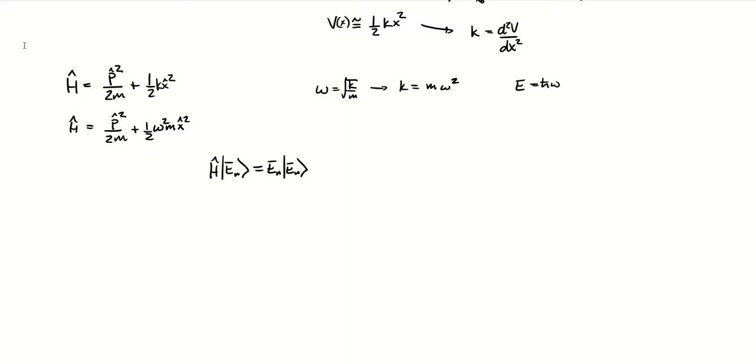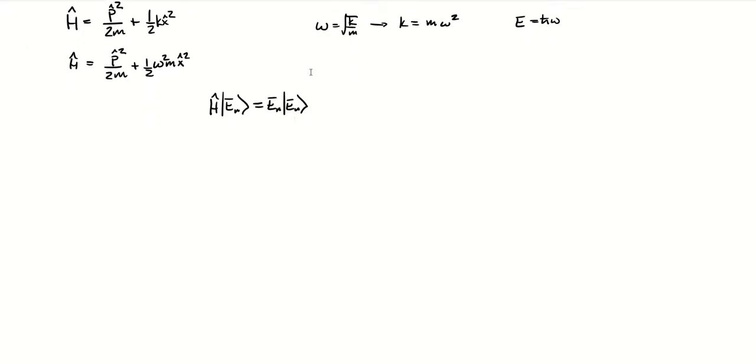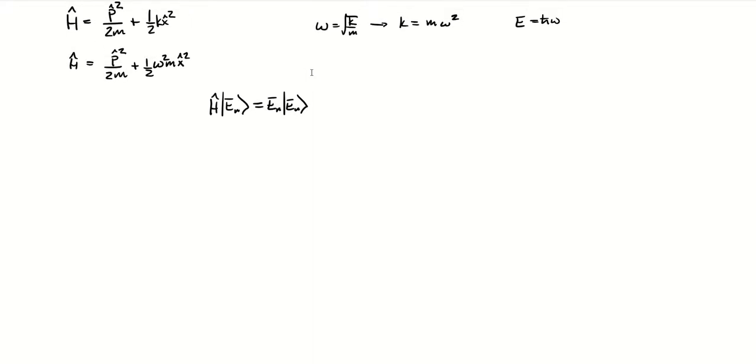Now, in previous semesters and earlier in the last course, what we would do here is just move to the position basis and plug in that our momentum operator in that representation is minus i h bar d/dx, and that our position operator is just the variable x. We would get a differential equation for our eigenstates, or our eigenwave functions, right?